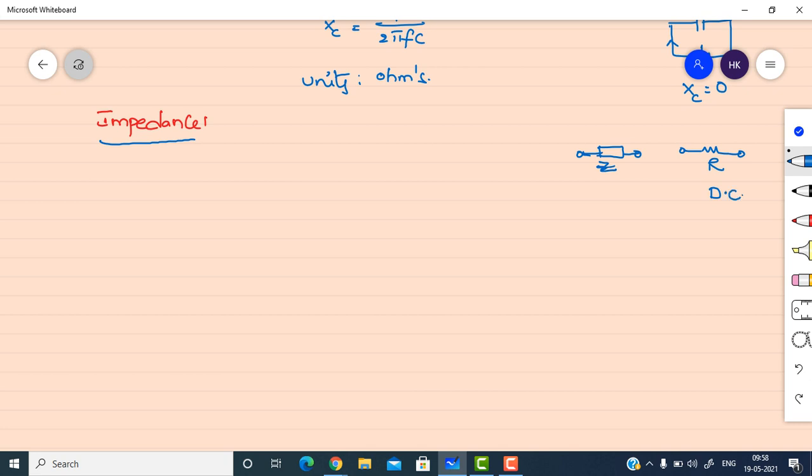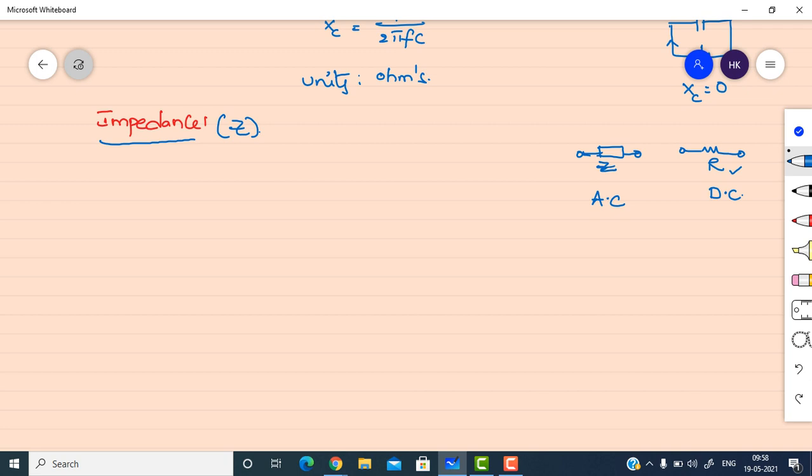In case of DC circuits, the opposition to the flow of current is called resistance. But in case of AC circuits, the opposition to the flow of current is called impedance. So impedance is the opposition offered by an electric circuit to the flow of alternating current. It is denoted with Z. Resistance is denoted with R, but impedance will be denoted with Z.